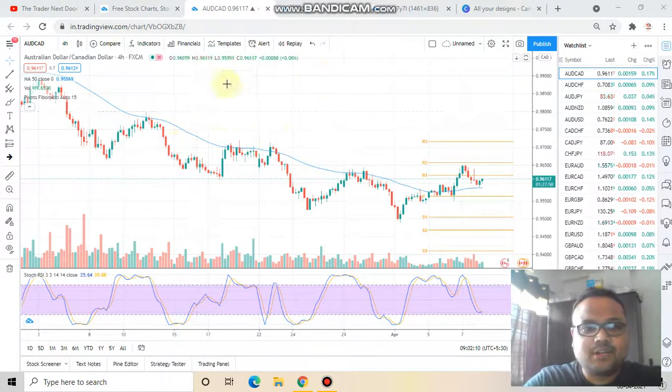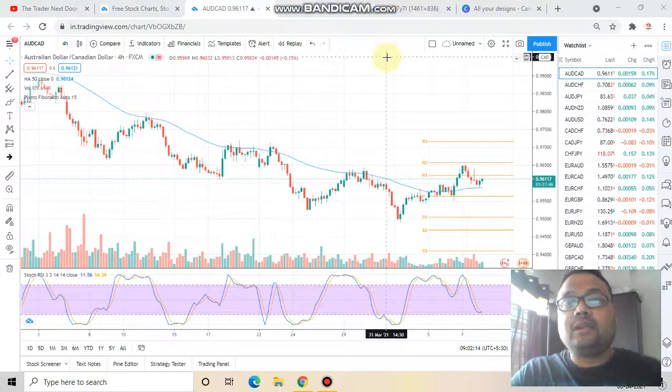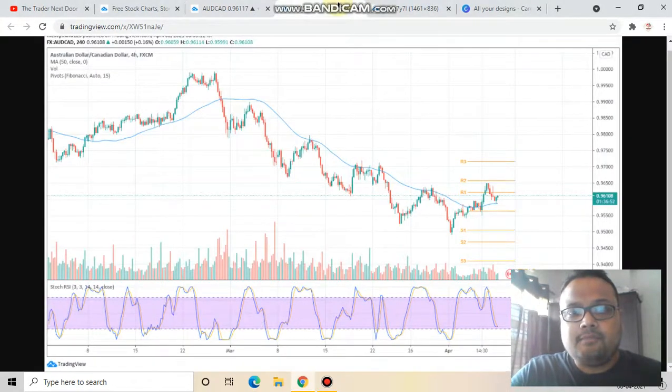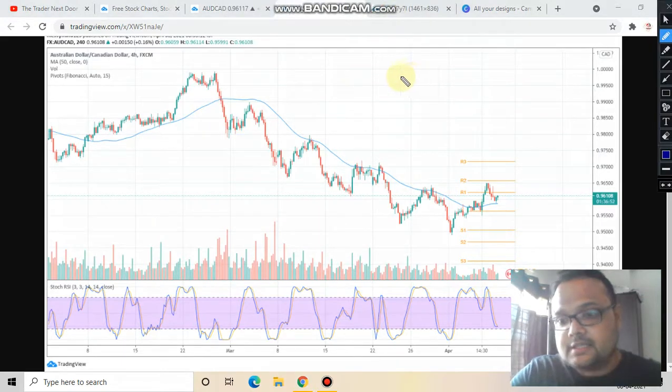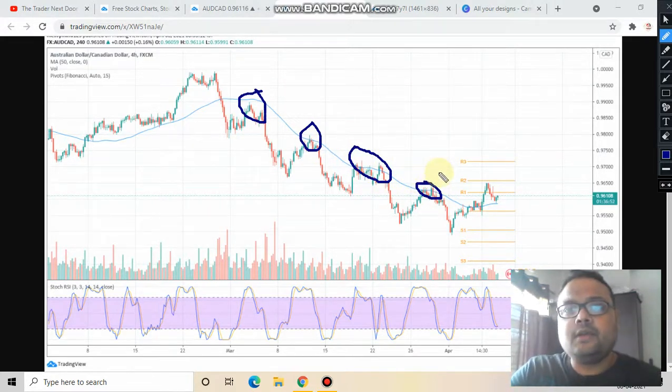So this is the present chart of Australian dollar, Canadian dollar, and as we all know, the pair is in downtrend for the last couple of weeks, getting resistance from the 50 moving average, and it gave us plenty of opportunities to make money in the market. Now let me show you. Okay, yeah, this is the chart. These were the points where we got good opportunities to make money or short the market.